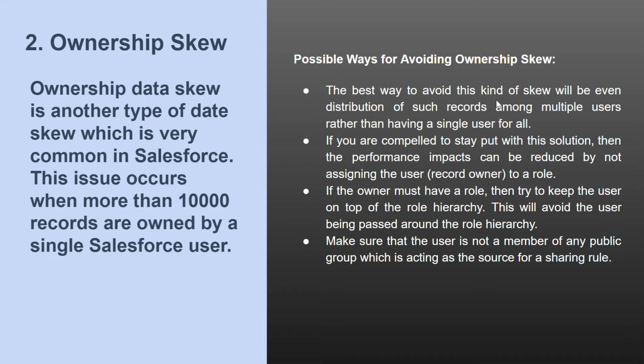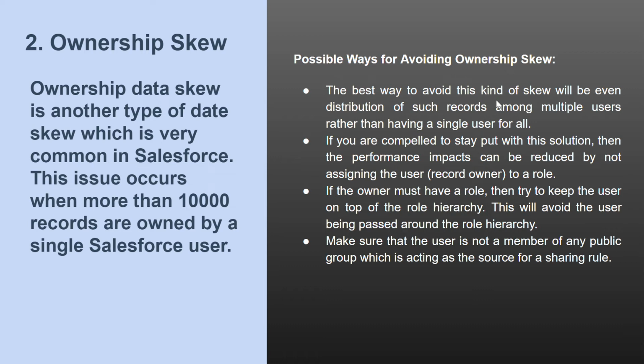How you can avoid that? The best way to avoid this is even distribution of records among multiple users rather than having a single user for all. And if the owner must have a role, then try to keep the user on the top of the role hierarchy. This will avoid the user being passed around the role hierarchy, because every time we update something, the sharing rules will run, and they will recalculate on the basis of the role which we have in the role hierarchy.